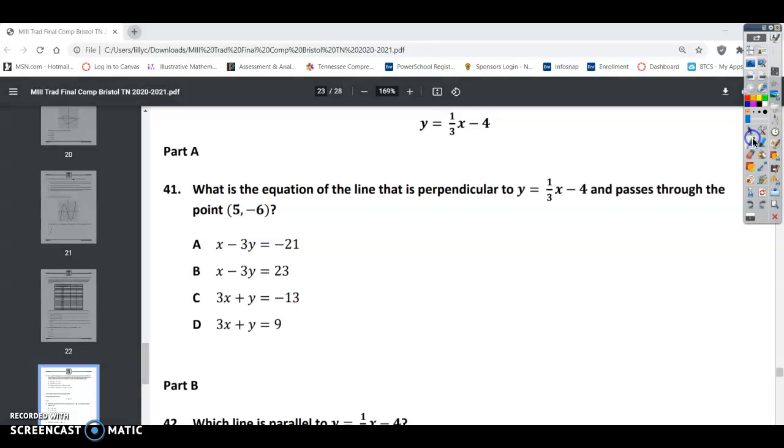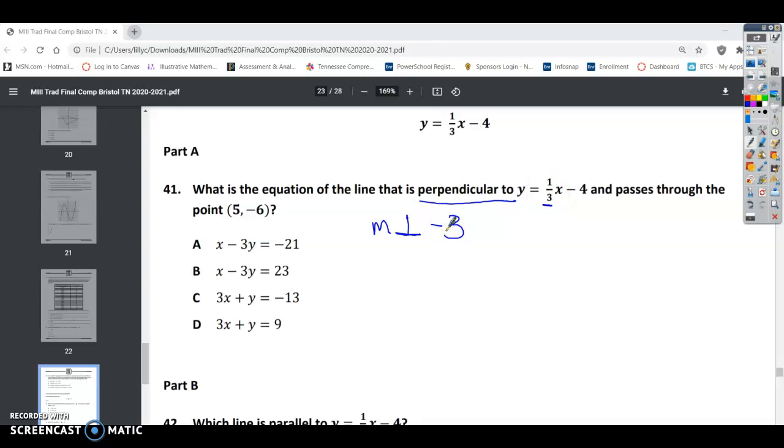All right, so the first thing you need to know is what does it mean to be perpendicular? It means the slopes are opposite or negative reciprocals. So if this slope is 1/3, then the slope of a line that is perpendicular, this is a symbol for perpendicular, then the slope of a perpendicular line is -3.